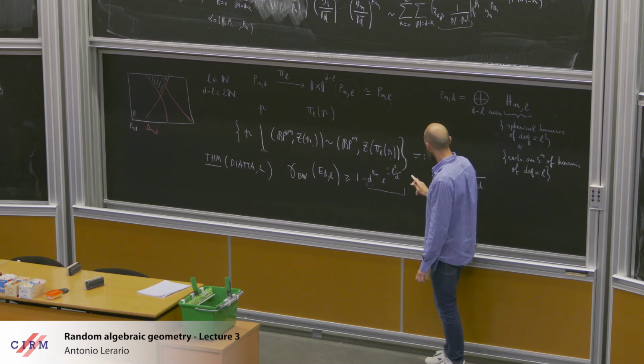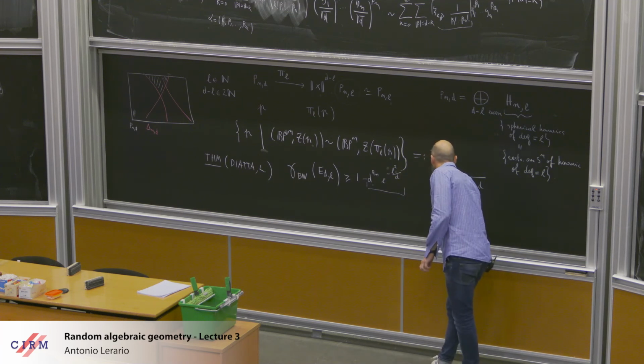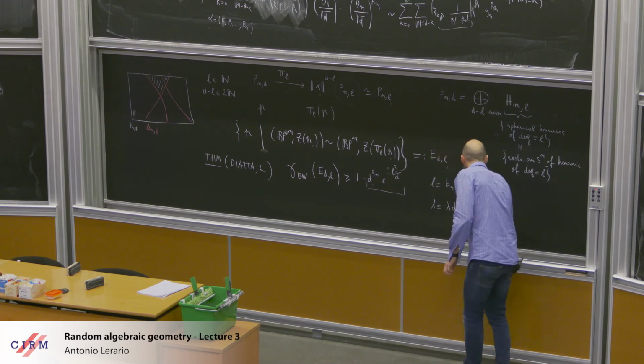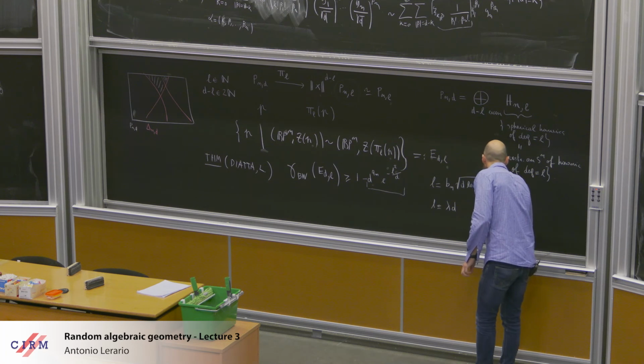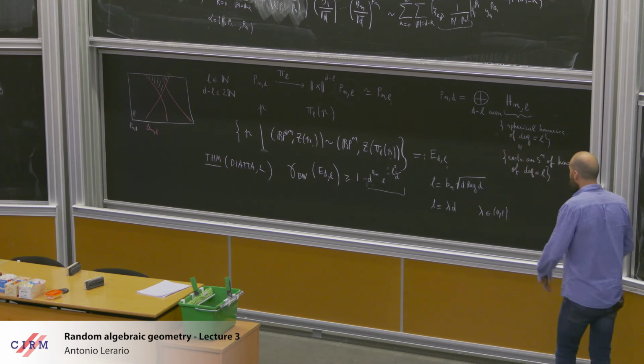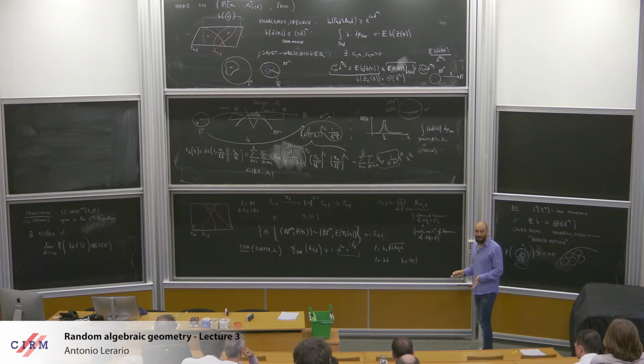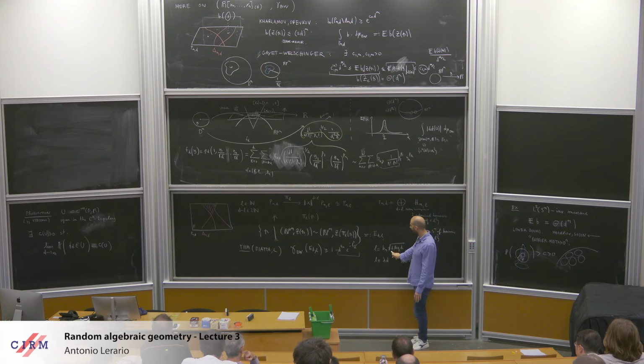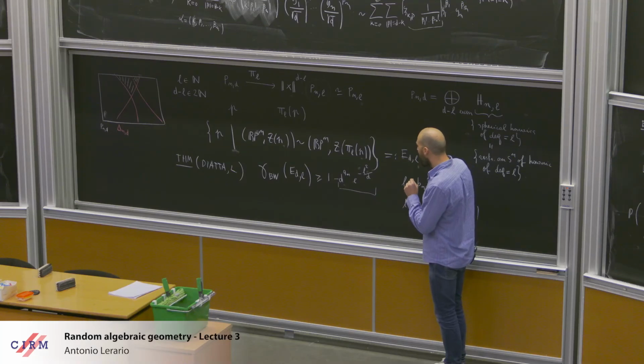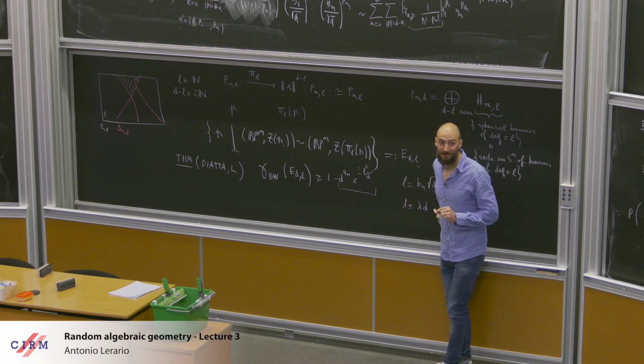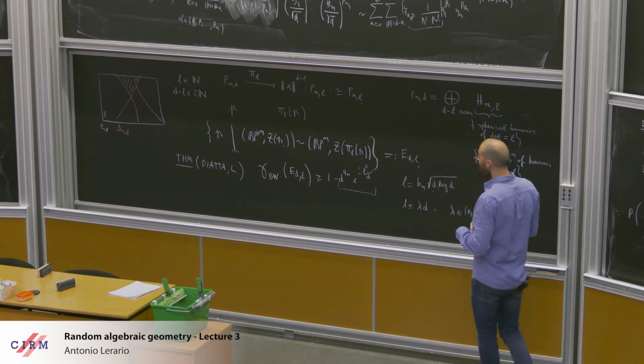For instance, if you choose L to be a fraction of d, lambda d with lambda in (0, 1), the decay is even faster. So the probability, if you choose L this way, goes to 1 polynomially fast. If you choose the other one, it goes to 1 exponentially fast. And now these are some consequences.